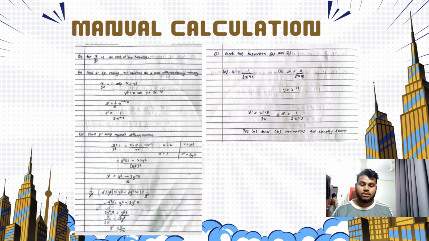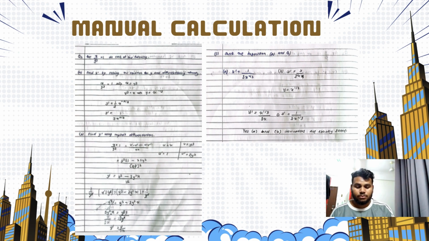So let's move to question C. Question C is to check the expressions A and B. As usual, we need the same method. We need to take A's answer and B's answer in the equation, then check that both should be the same answer.